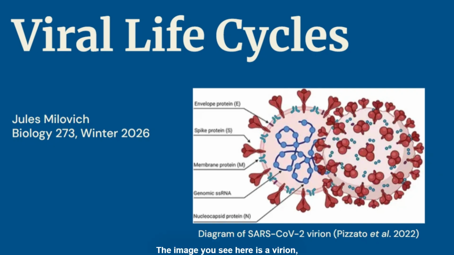The image you see here is a virion, also called a virus particle, of SARS-CoV-2, the virus that causes COVID-19. On the outside of the virion, you see the S or spike protein, which plays a key role in allowing the virus to infect cells. This is why vaccines against COVID-19 are designed to train the human immune system to recognize the S protein.